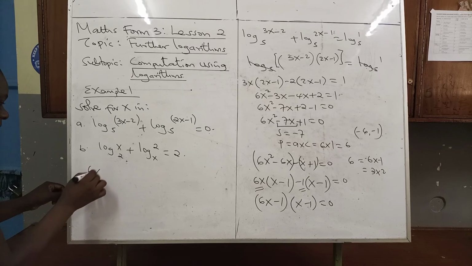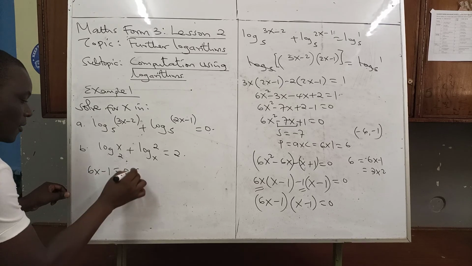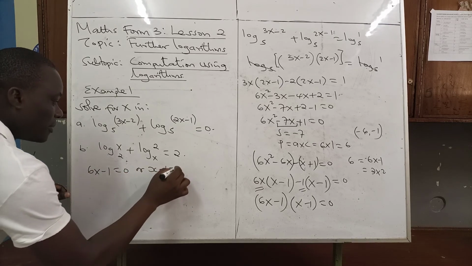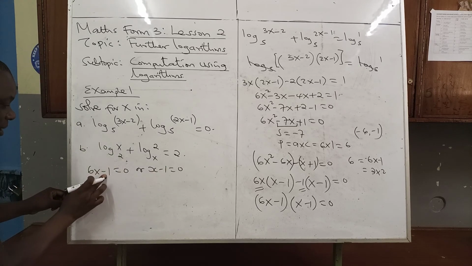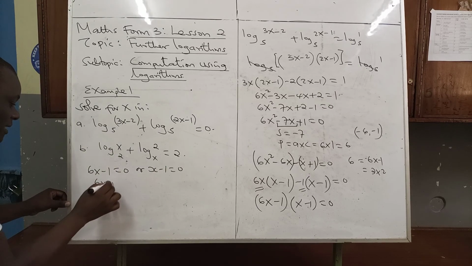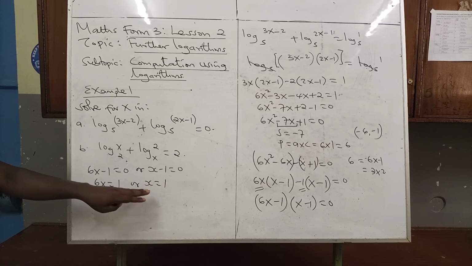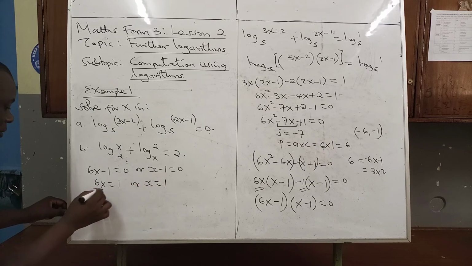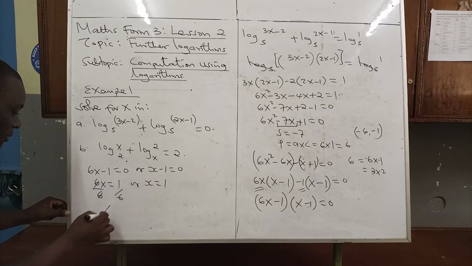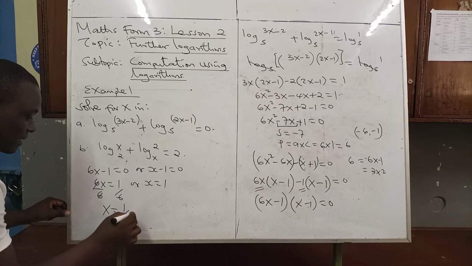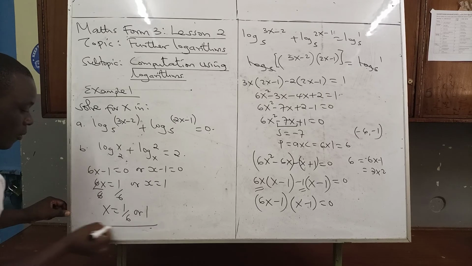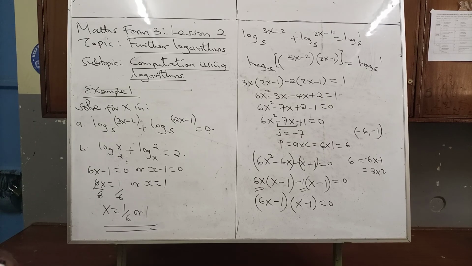So that means 6x minus 1 can be equated to 0, or x minus 1 can be equal to 0. We take this minus 1 to the other side, we obtain 6x is equal to 1, or x is equal to 1. We have already gotten the value of x on the other side. We can divide by 6 on both sides here, so our x becomes 1 over 6, or the value of x can be 1. So those are the two values of x. Remember, the question wanted us to find the value of x, and that's what we have obtained.